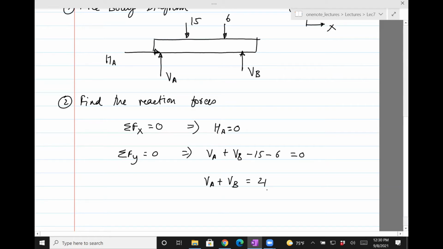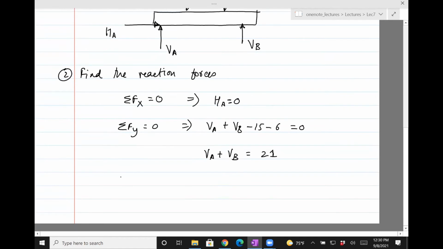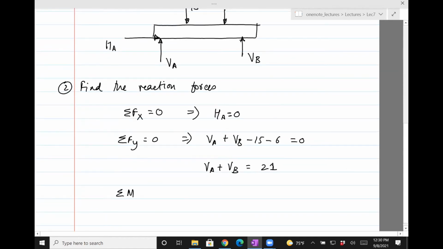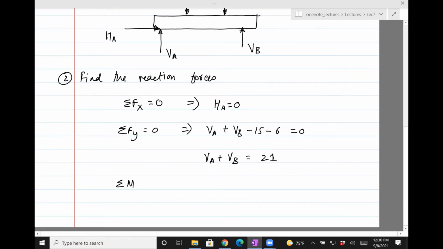Okay, and finally, I need to find the forces VA and VB. So I'll use the moment equation, and I can use the moment equation about any point. Usually it's recommended that you use it at a point where there are the most reaction forces. So you could use it at A, but here we know that HA is 0, so it really won't be any less computationally expensive than doing it at B. But let's just use A.